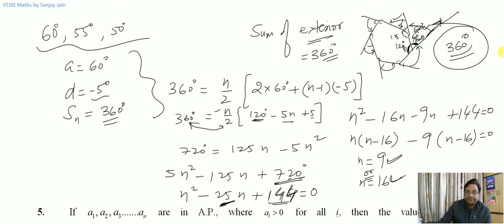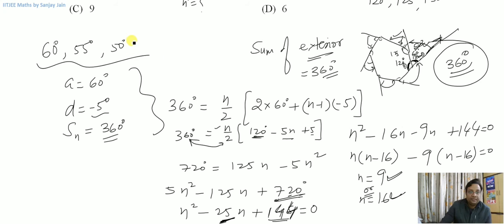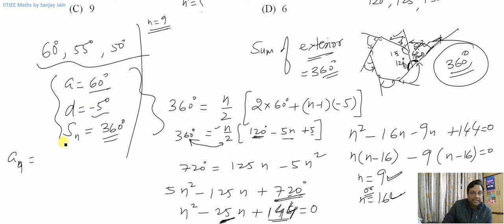How do we do that? See, let us say n is 9. If n is 9, what will be the nth term? In this case, the nth term, that is the 9th term, will be equal to a plus n minus 1, that is 8, into d, that is minus 5. So 8 5s are 40, so it will be 20 degrees.